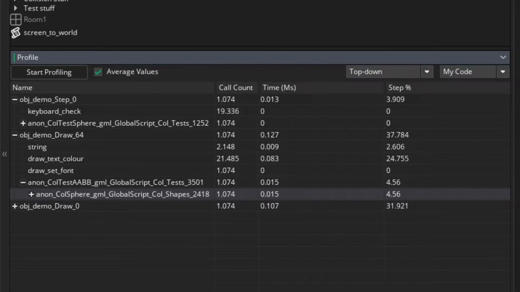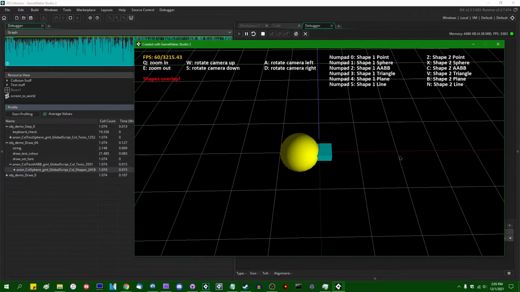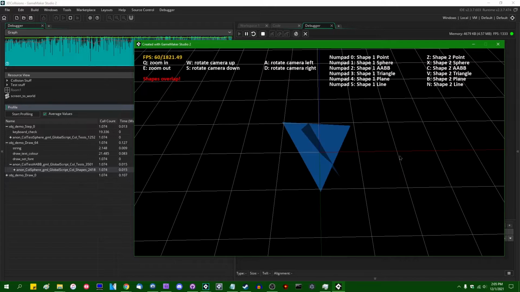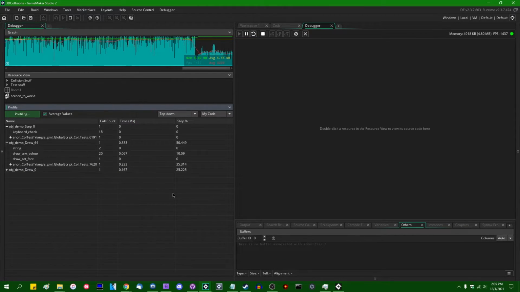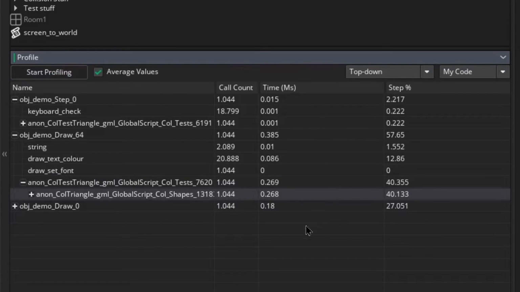15 microseconds, you can get away with doing this hundreds of times per frame, and you'll be fine as far as performance goes. However, if I were to change this to, what is triangle? Triangle and triangle. We can run the profiler on this, and this is going to be a lot more costly than any of those other 3D collision tests. I'm going to let this run for a couple more seconds, and you can see that this is taking up almost a quarter of a millisecond, 250 microseconds plus every time for a single function call.